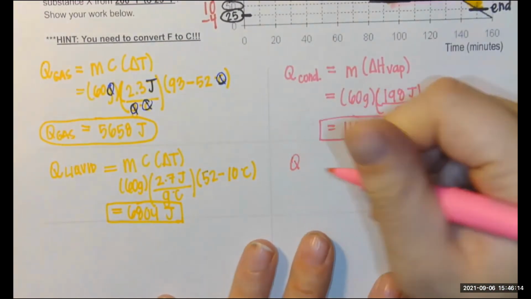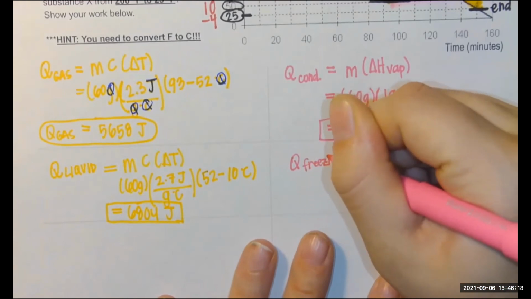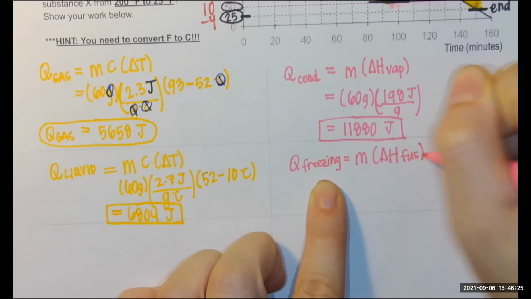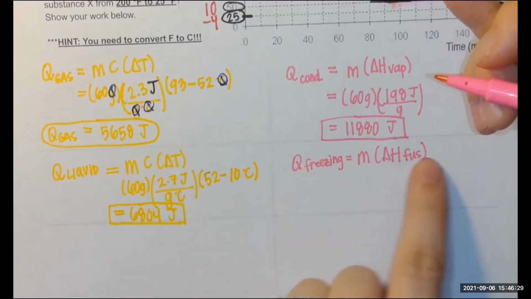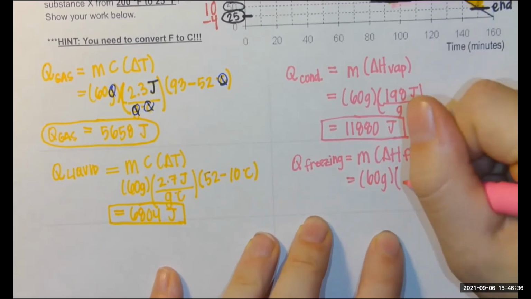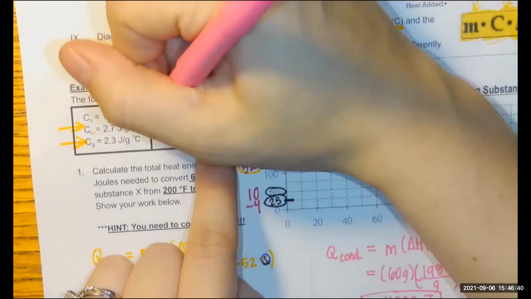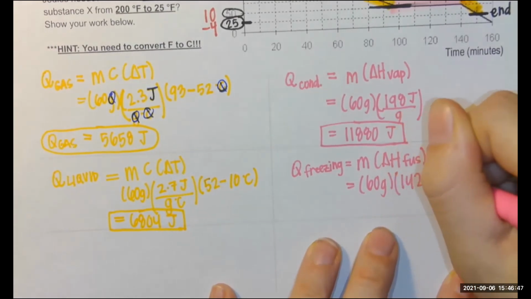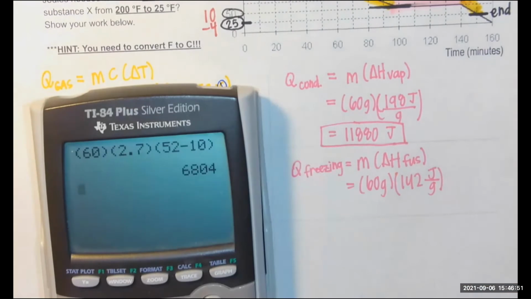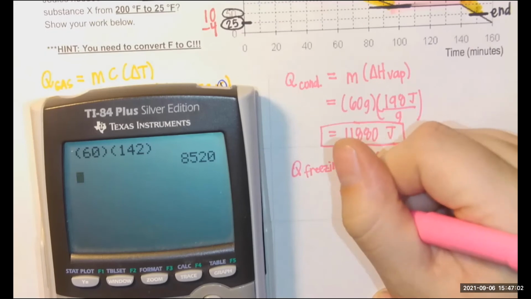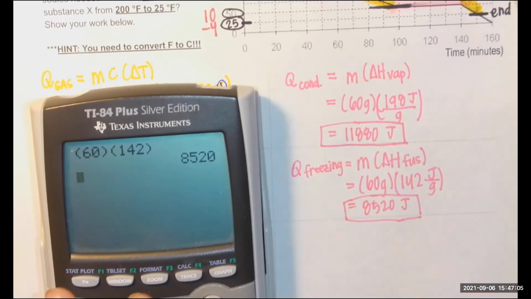So the heat that's associated with melting or freezing is m delta H fusion. Fusion is the old time word for melting. And even though it's freezing, melting and freezing are the same process, just backwards. We still have 60 grams of substance. And I'm pulling the delta H fusion from here, 142 joules per gram. And 8,520 joules.